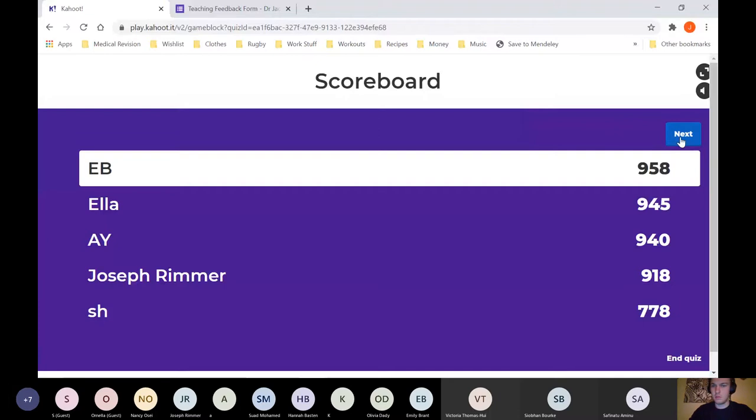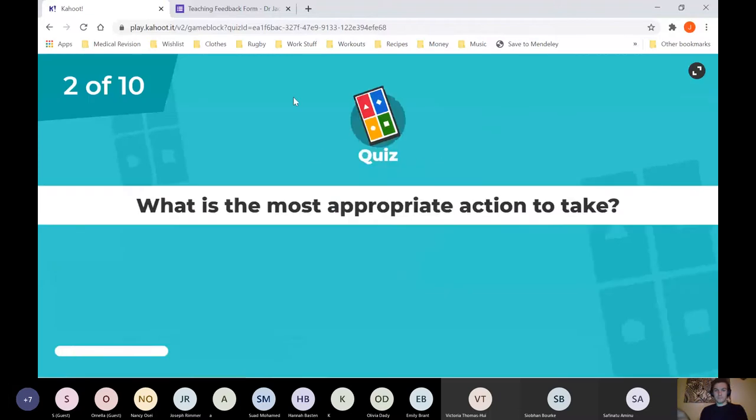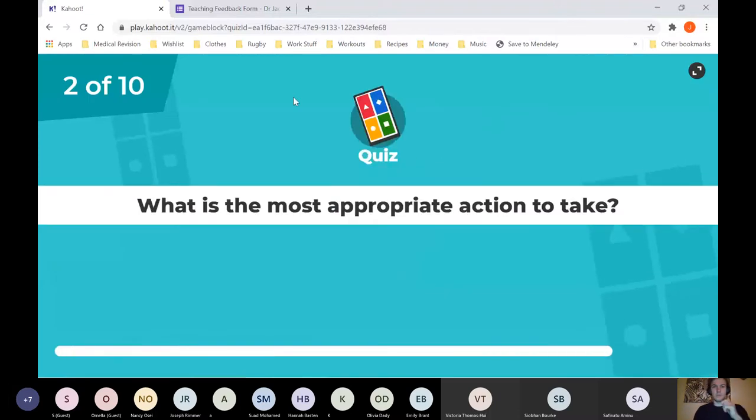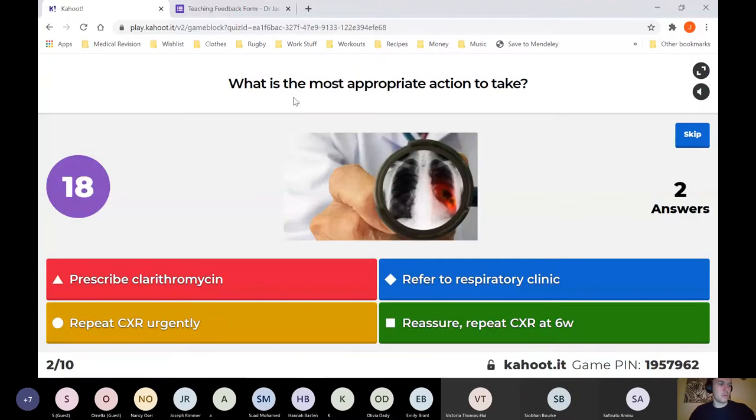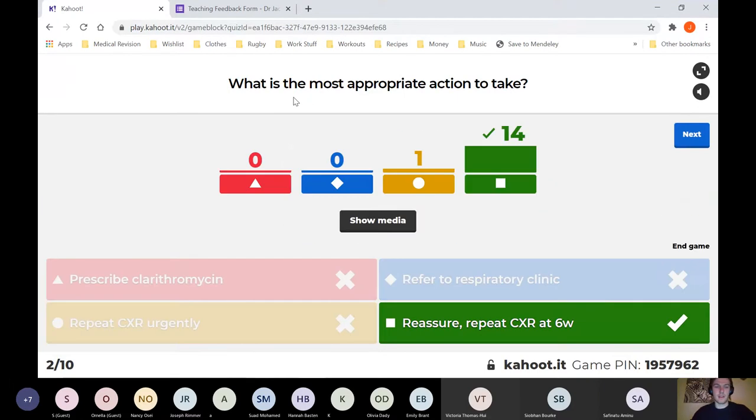Well done, EB. Right, question two. We've got a lady that's still having symptoms 3 weeks after her pneumonia. Okay. Yeah, good work, everybody.